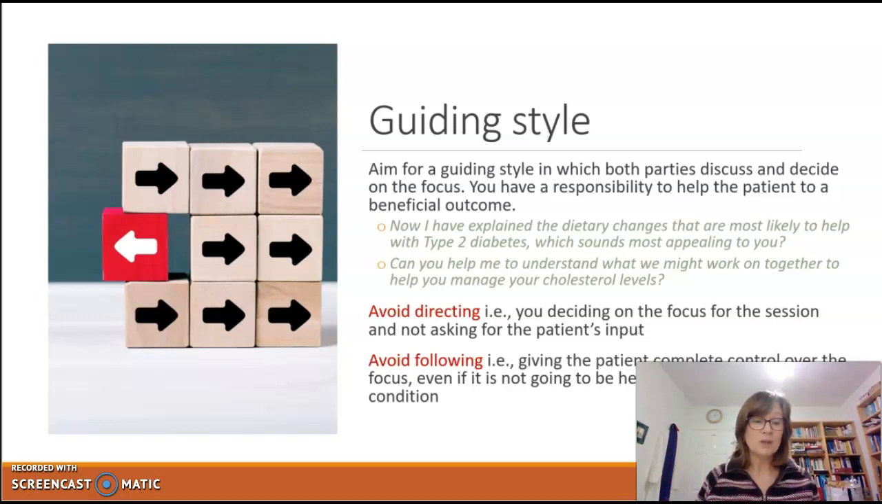What we need to avoid is directing. So us deciding, this is my focus, I'm the dietitian, I'm the expert, I've got the focus and this is what we're doing, without the patient's input. The opposite end is giving the patient complete control over the focus, but that's no good if it's not going to be helpful to their medical condition. So we've got to make sure that we are supporting them with information to make sure it remains focused on the medical condition.